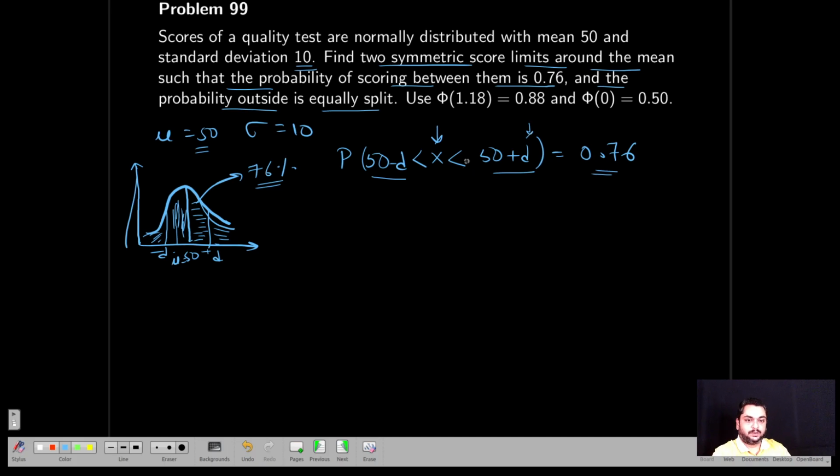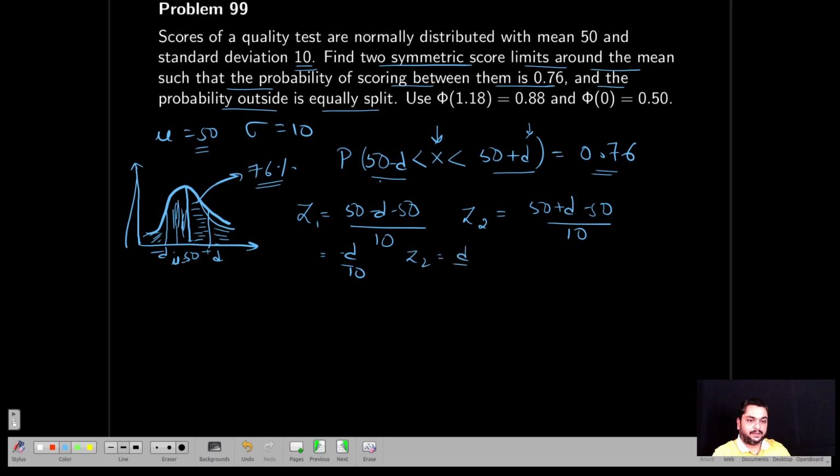What is the value? That is 50 minus d and 50 plus d. So find the value d, so we get that area. Now how will you do it? First convert it into z score. Let's say z1 equals 50 minus d minus 50, that is x minus mu by sigma, where sigma is 10. Similarly, z2 equals 50 plus d minus 50 divided by 10. So z1 equals minus d by 10, and z2 equals d by 10.